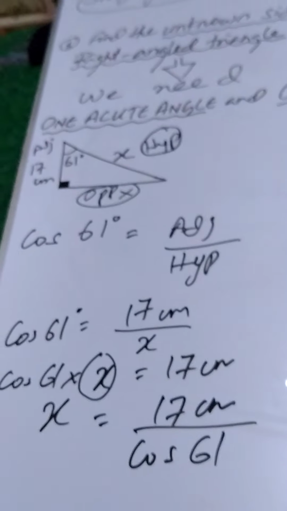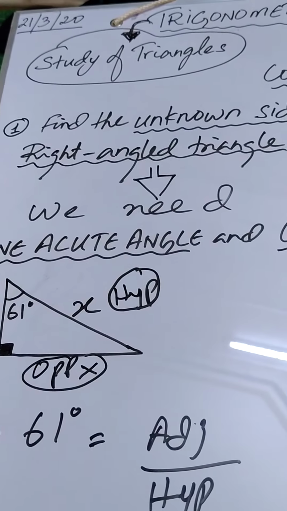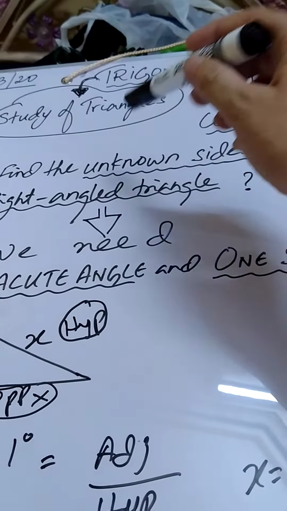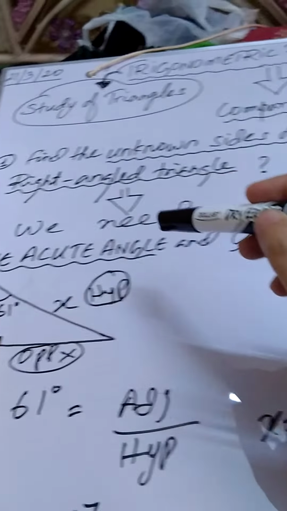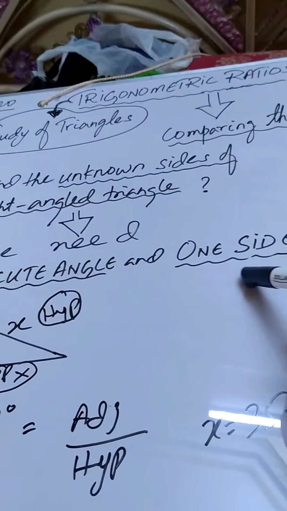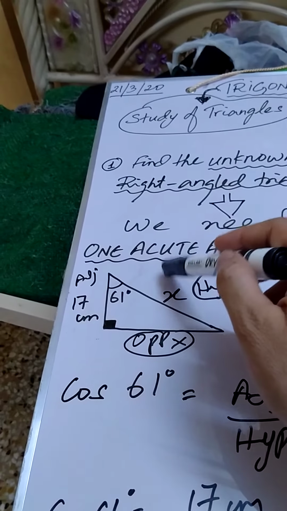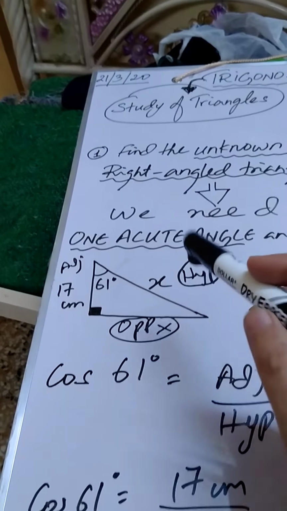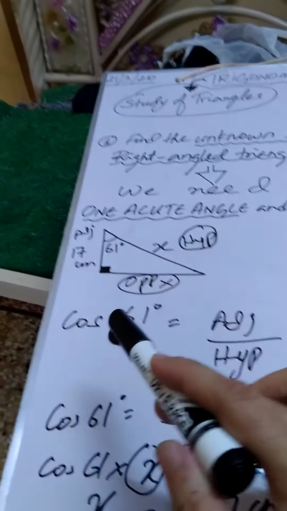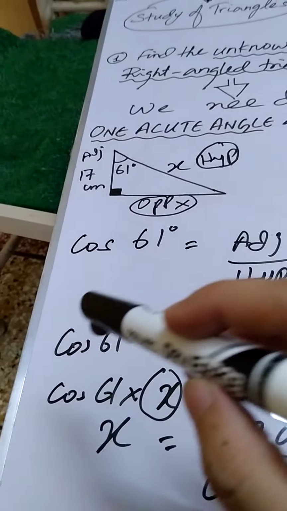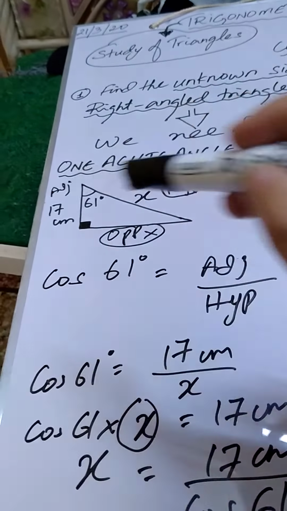By applying trigonometric ratio, which means comparing the two sides of a right angle triangle, we find the unknown side. When finding the unknown side, we always need one acute angle and one side of a right angle triangle. Here one acute angle and one side are given. We have to find this side, so we compare the side adjacent and hypotenuse. This is called cos. Cos is equal to adjacent upon hypotenuse.